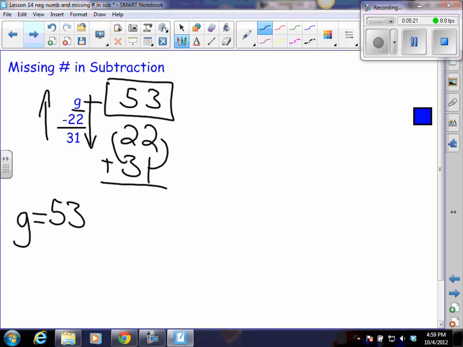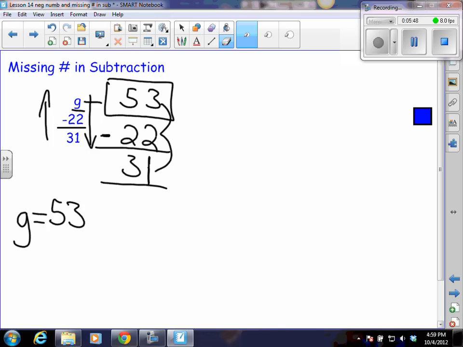But now we can, of course, check our work by going back down. And so we can erase our symbol here and now make this a subtraction problem. I'm going to erase this line here. And so by subtracting 53 and 22, I should get an answer of 31. 3 minus 2 equals 1, and 5 minus 2 equals 3. And so I know for sure that G equals 53.